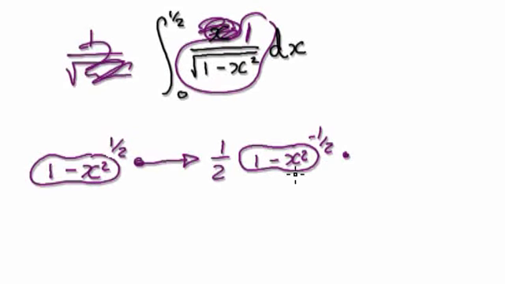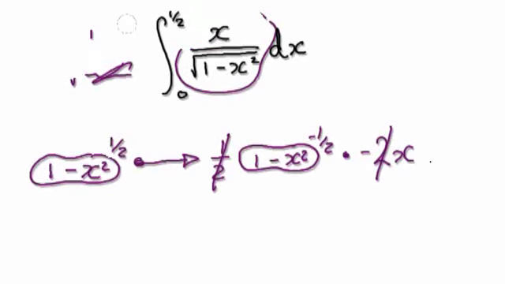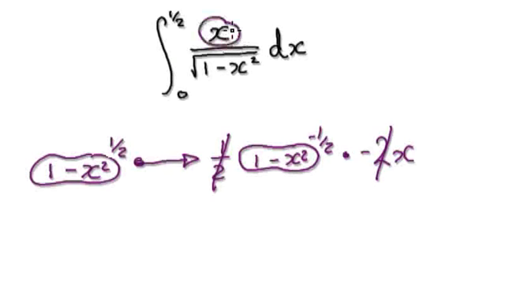and then you've got to times with the derivative of the bubble itself, which would be negative 2x. Then this half will cancel out with this, and then you've just got a negative x here, and this x here will match up with this x here.